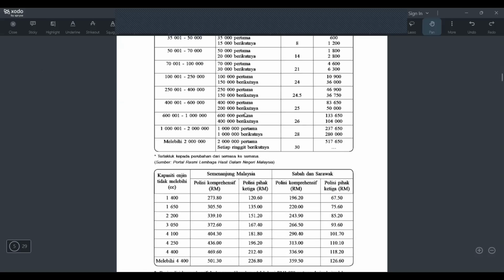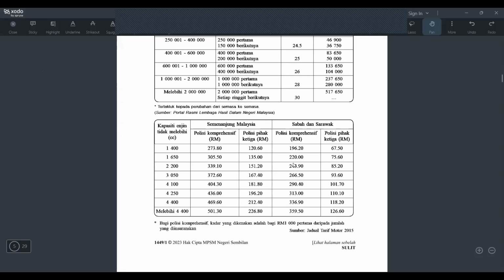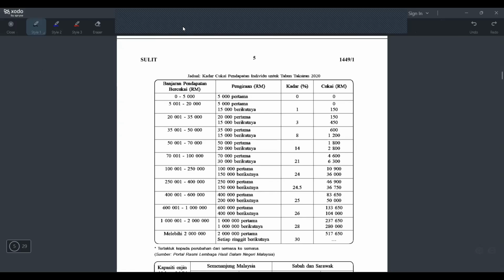Okay, which table? The atas punya table or bawah punya? The atas punya. The bawah punya table is for motor insurance. This one comprehensive. Yeah, ketiga, this is motor insurance. So this is the one. This is the cukai pendapatan, right? So which one we look at? 78320. So I think it's here. Right? So if it's here, how do I get my cukai dasar, cukai baki?